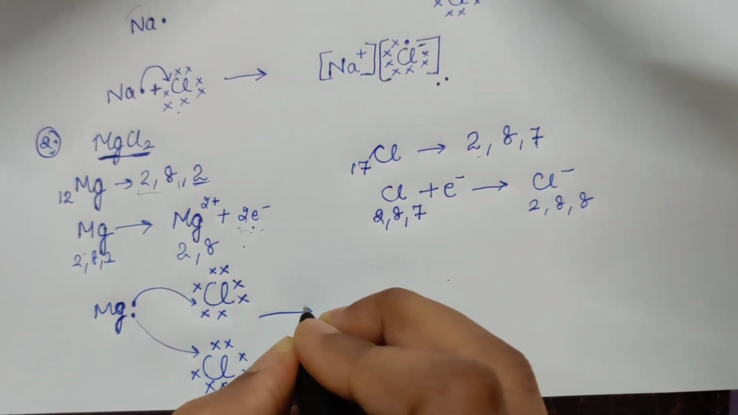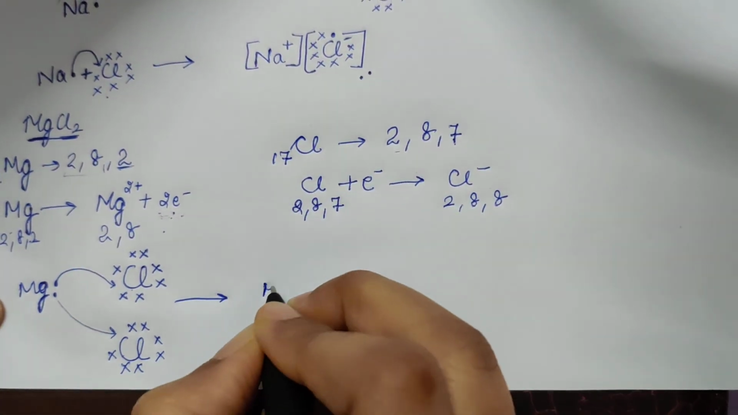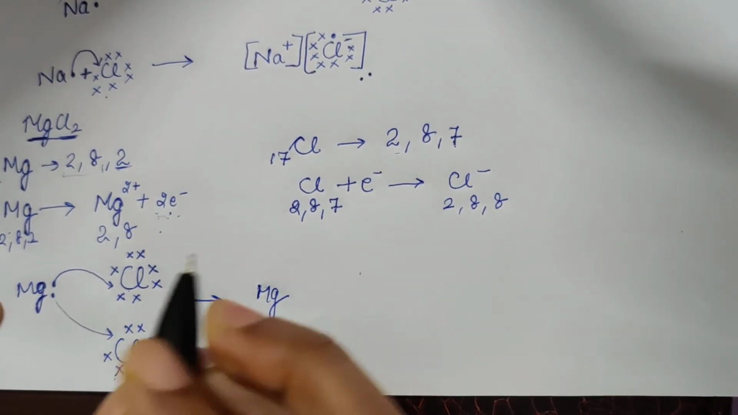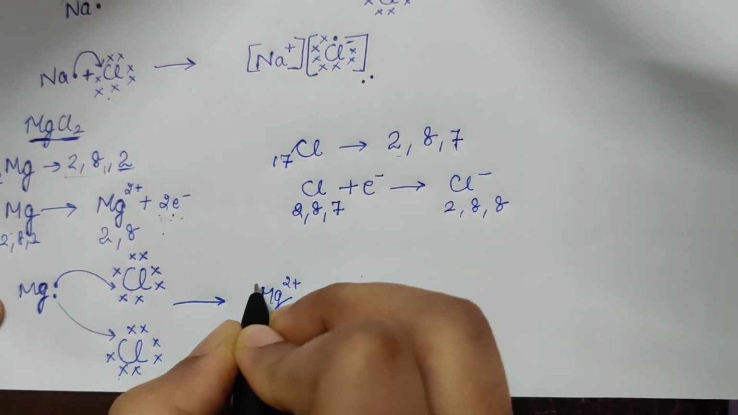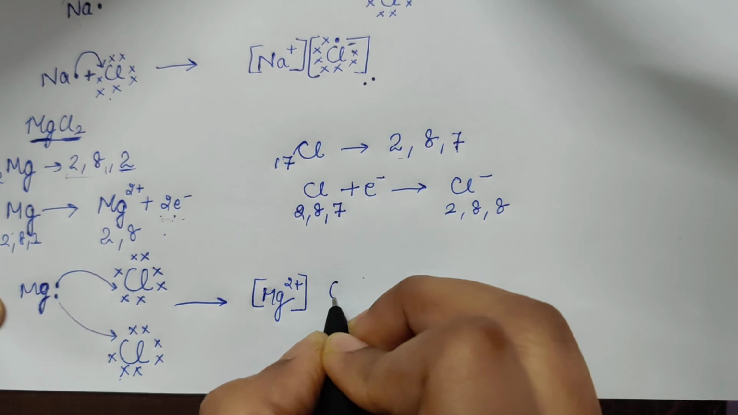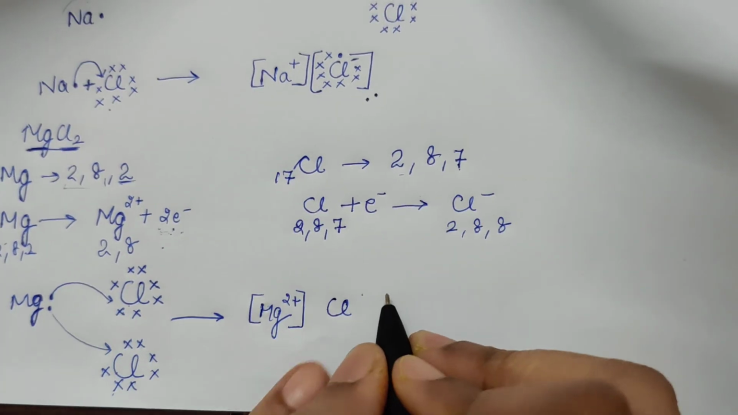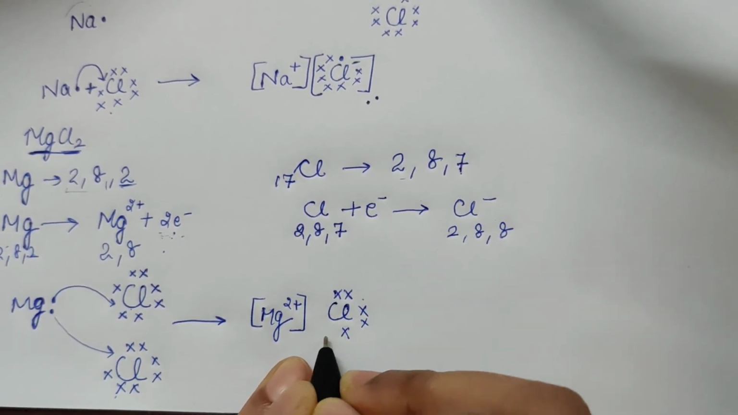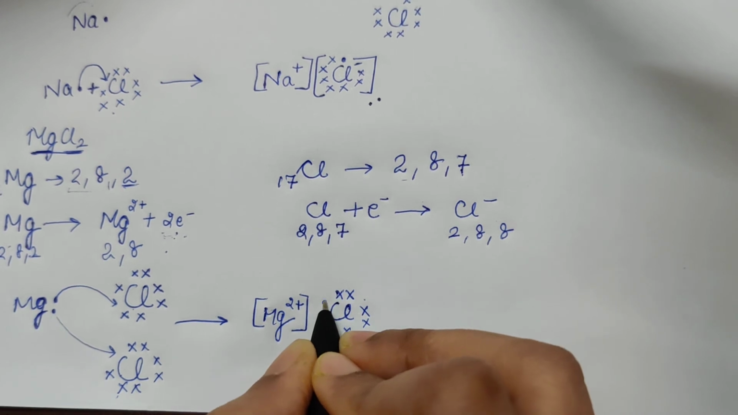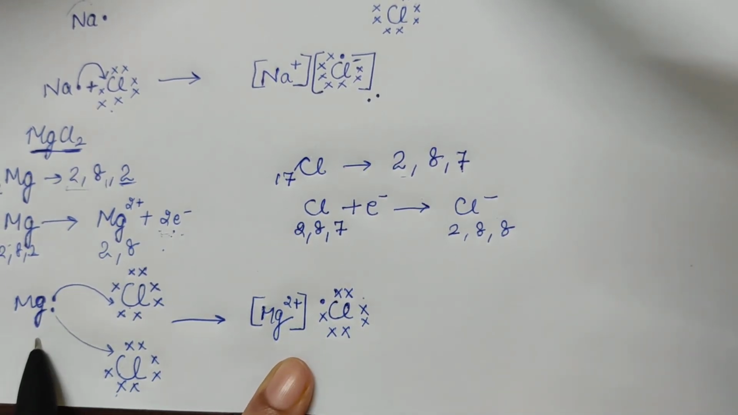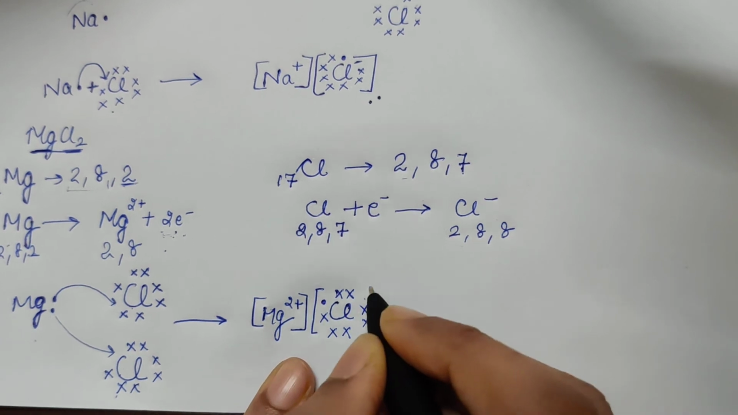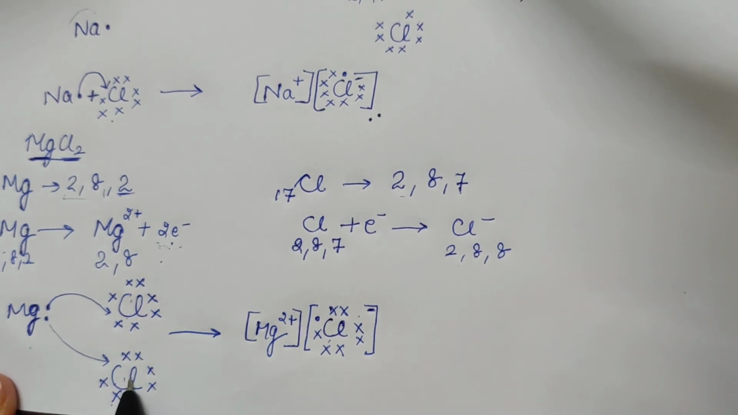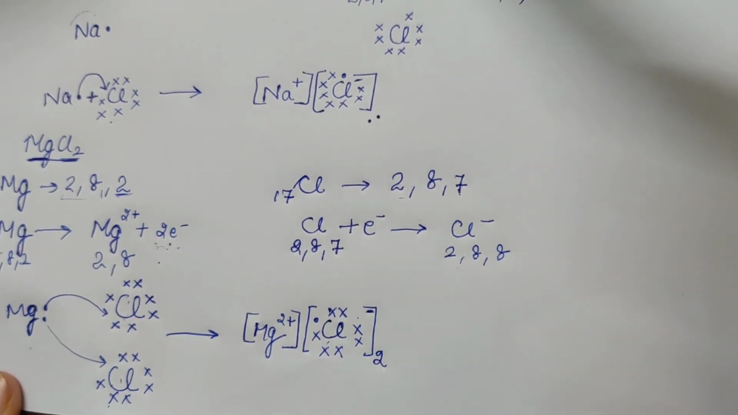Now how you have to represent that? Magnesium, after giving its 2 electrons to the 2 chlorine atoms, will develop a 2+ charge, and each chlorine will gain 1 electron. Now how you have to write it for chlorine? 1 2 3 4 5 6 7, and 1 electron it has gained from magnesium. So we will write it like this, and it has gained a negative charge. And how many chlorines are there? 2. So we will write down 2 here.